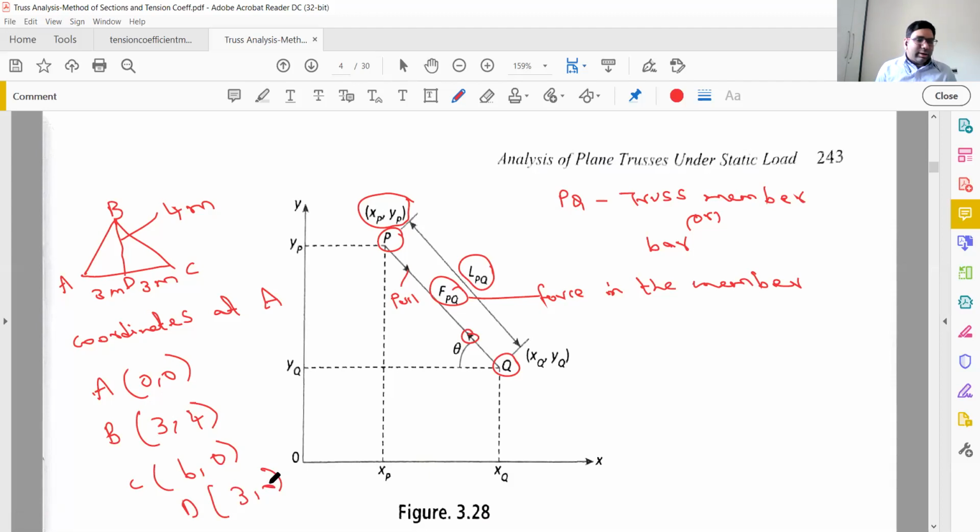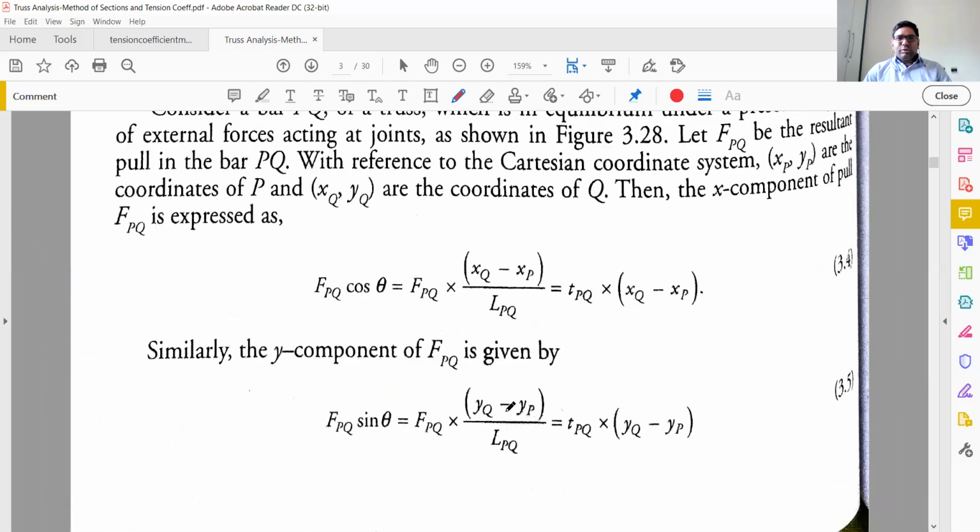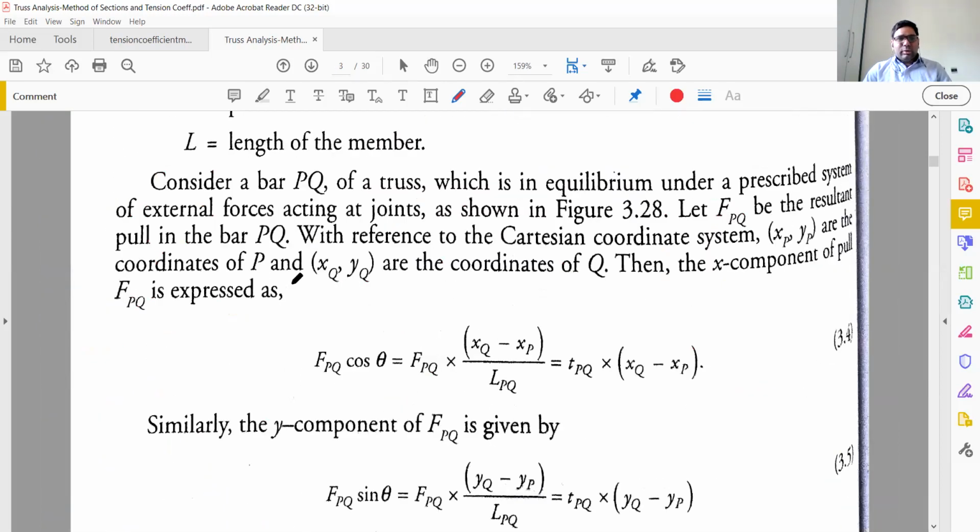So we are actually in the process of writing the coordinates for each and every joint of a truss. In that process, we first have taken the coordinates of P, and from that you write the coordinates as XP and YP. Here XQ and YQ. So I gave the clarity of how we take it. Then you see here the coordinates. So we have written it.